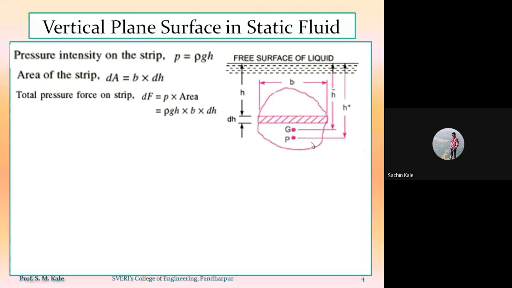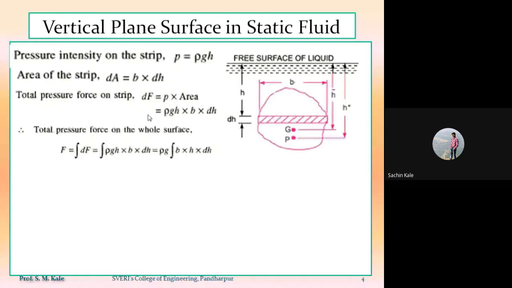As we have converted that entire plane surface into a number of small strips, this is the pressure force acting on a single strip. If I want to calculate the total pressure force acting on the entire body, then I have to take the integration. That part we have covered. So the total pressure force acting on the whole surface, F, is nothing but integration of dF, whereas dF is nothing but rho g h into b into dh.